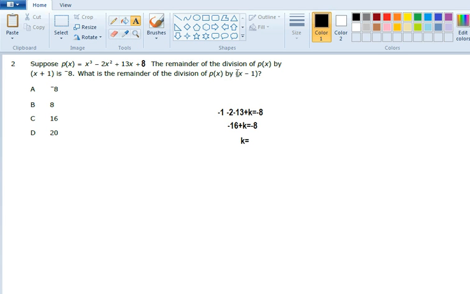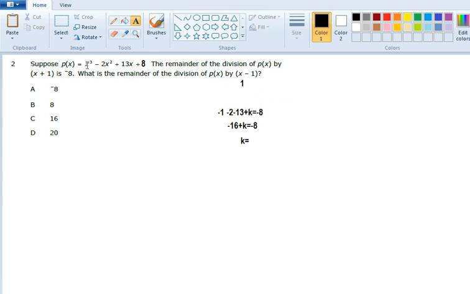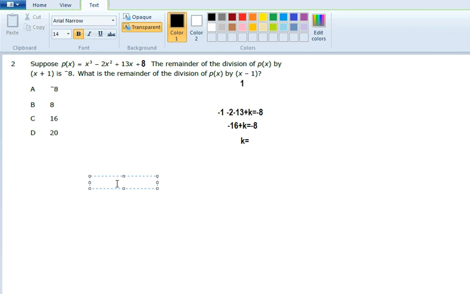So if the divisor is x minus 1, I know my root associated with that divisor would be 1. I plug in this 1 to this equation. What is 1 cubed? 1 times 1 times 1 is 1. Okay, well then we have 1 squared is 1 times negative 2 is negative 2 or minus 2. And then we have plus 13 times 1. 13 times 1 is 13. Then I have this plus 8 that I found earlier.